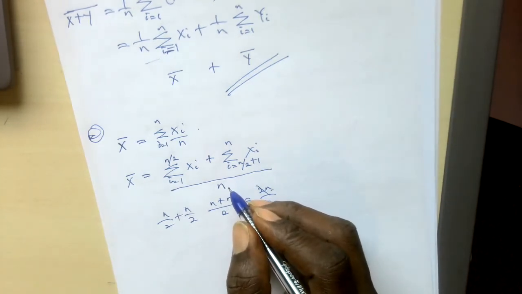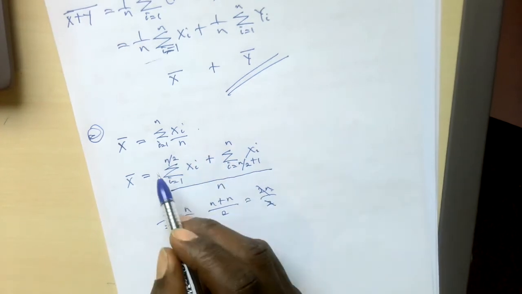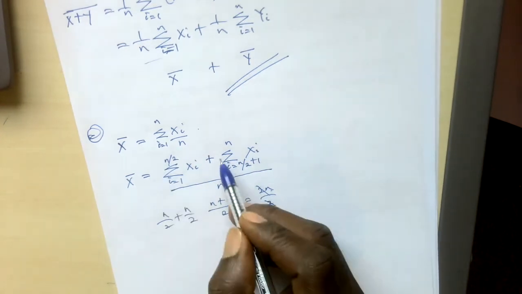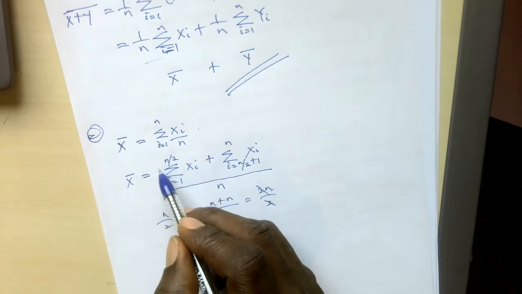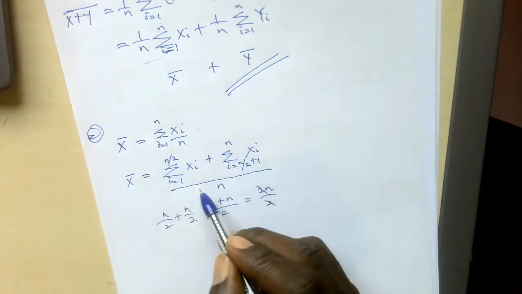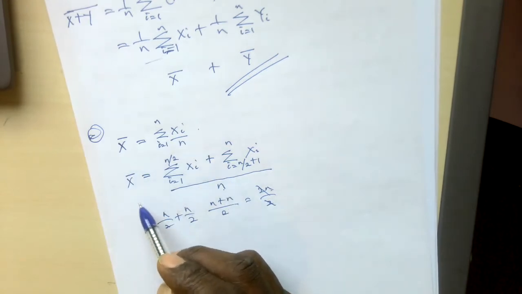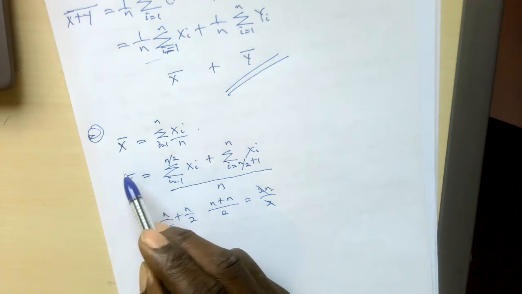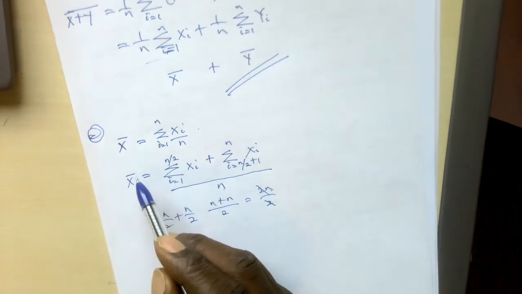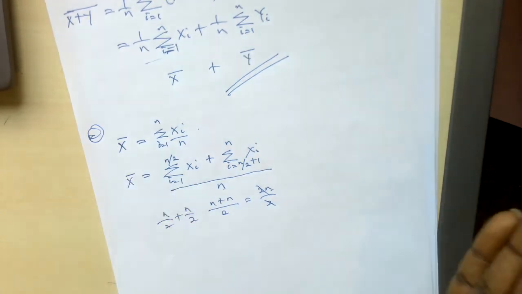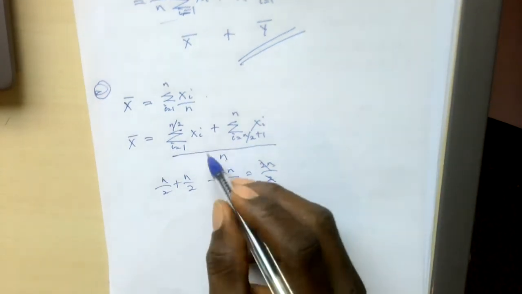So from the main question, this one is divided by half, divided by n over 2, and this is divided by n over 2. So when you sum those together, you get n. That's why we got this n, right? Because now we are dealing with the main sample mean, not the mean of half part and half part again, right?